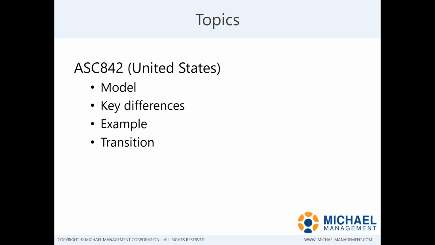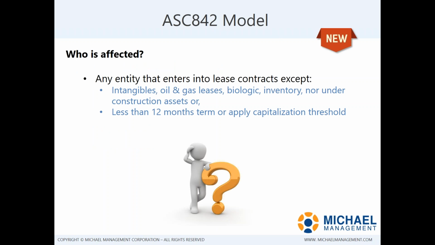It's the accounting standard 842. I want to talk about the model, some key differences between today and this new standard, an example, and some transition comments. So who's affected? Well, it's anybody who enters into a lease contract, buildings, equipment, except not intangibles, not oil and gas leases, for those of us who are in the oil and gas business, not biologic, not inventory, not under construction. Or, and here's your first rule that you can apply, it's not less than 12 months and it's not below a capitalization threshold. So we'll talk about that threshold here in a little bit.